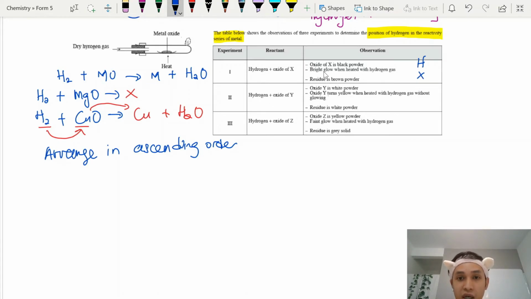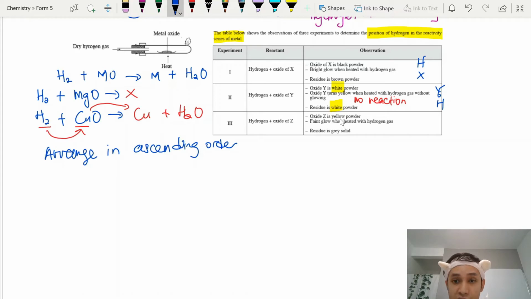Okay, let's look at the second one. Before, the oxide is white. After hydrogen reacts, it's still white. No change in the color, right? Meaning this is no reaction. If no reaction, it means my Y is higher than the hydrogen. Okay, so that is how we identify.